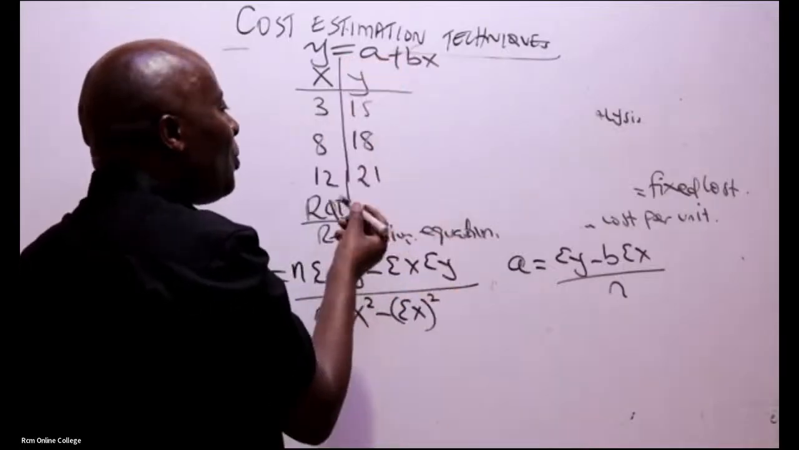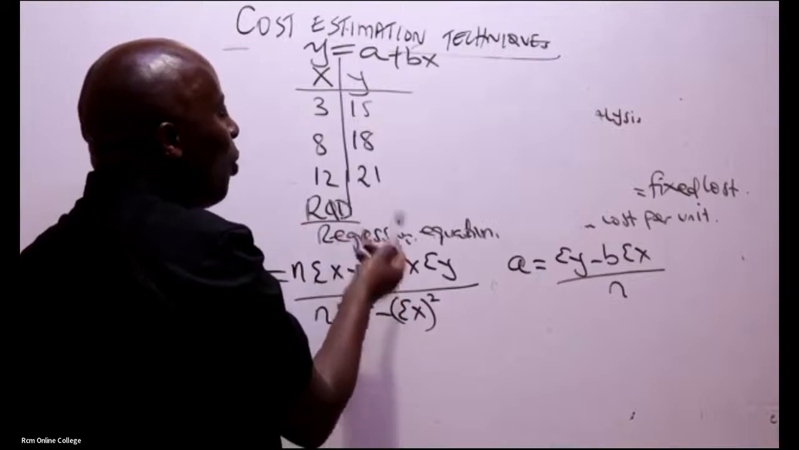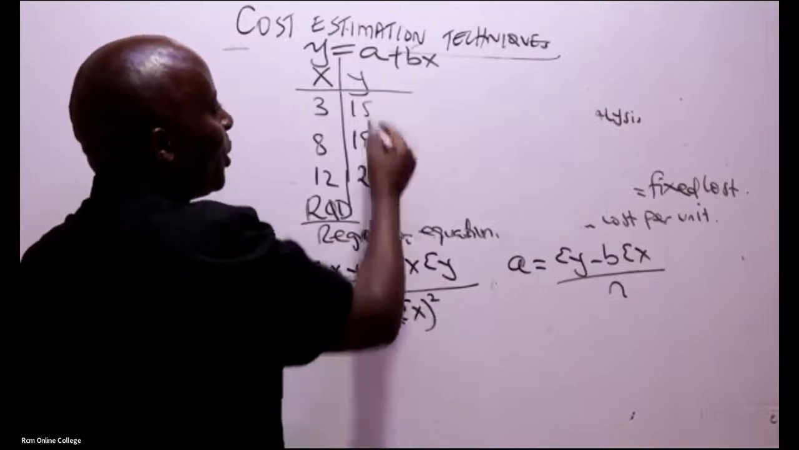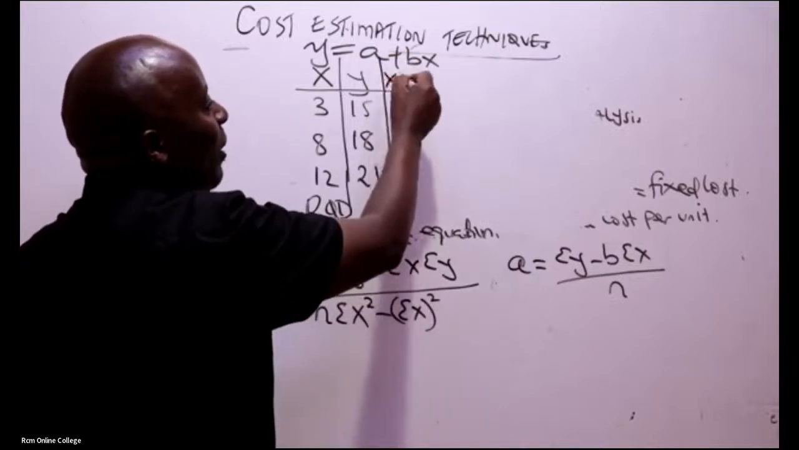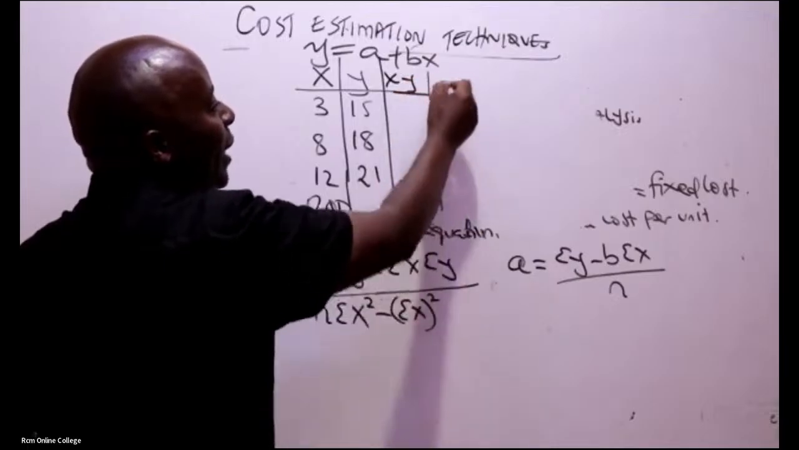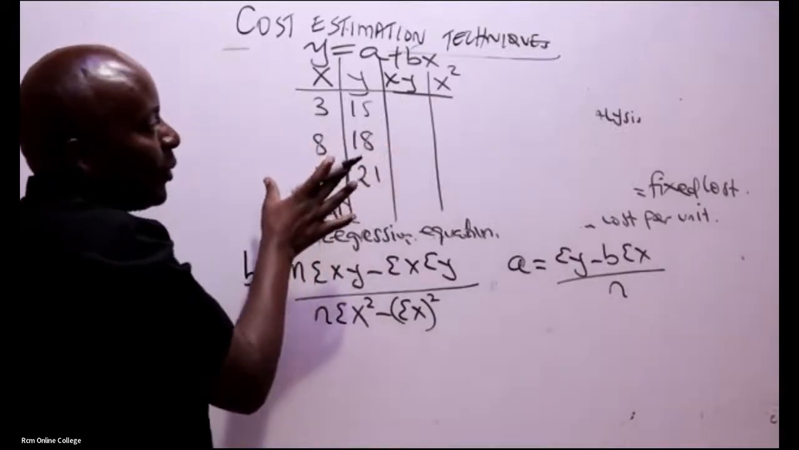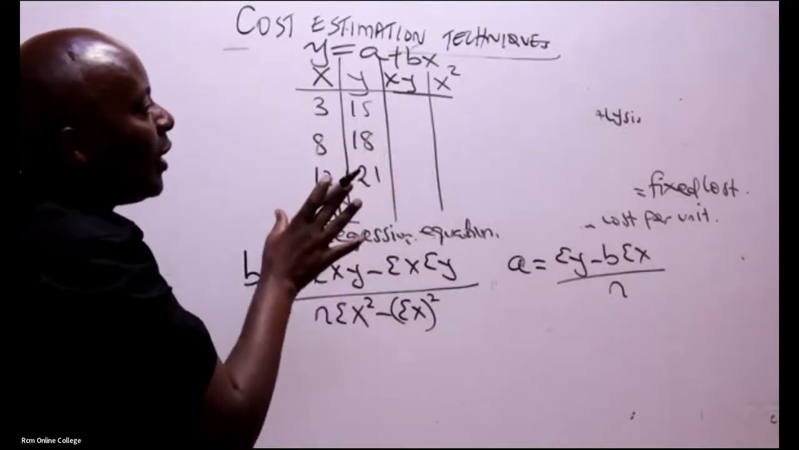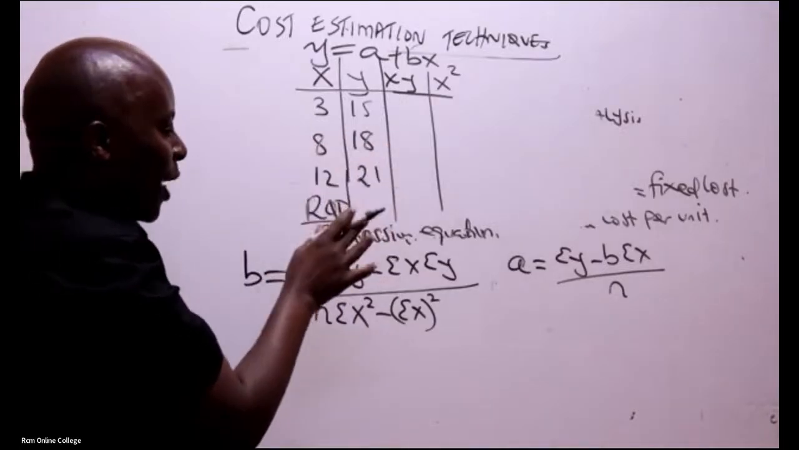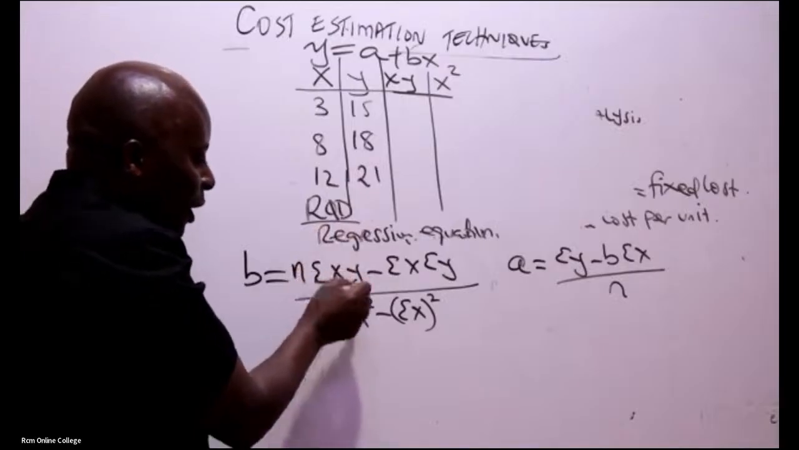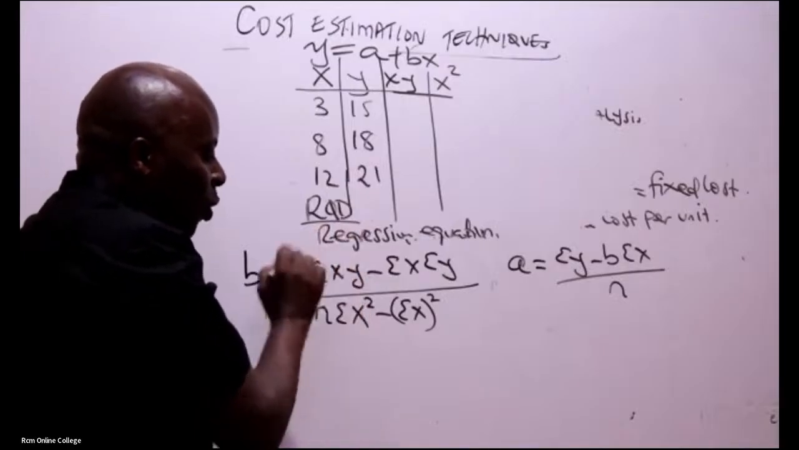So then if you give me this kind of data, how will I be able to come up with this regression equation? Come here and create a column for xy and a column for x squared. If you're doing regression, you need those two columns, a column for xy and a column for x squared. So basically, you want to take care of this xy and this x squared.